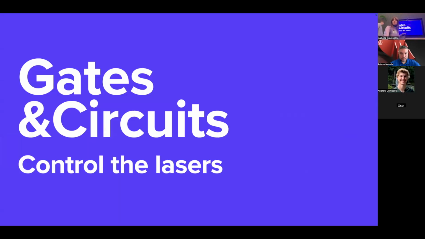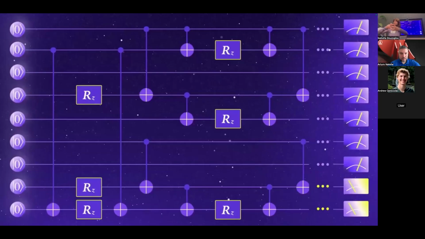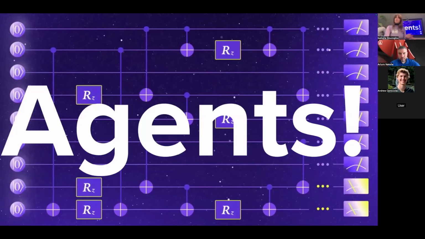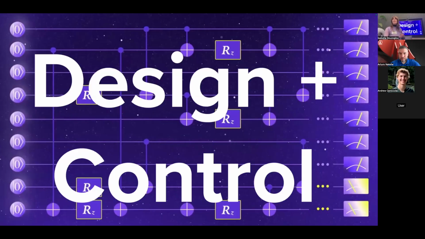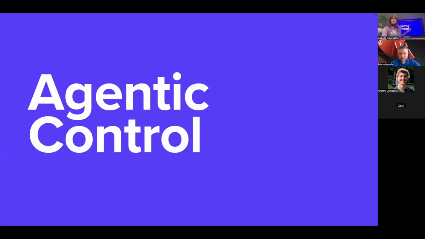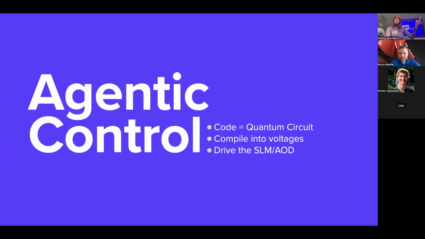And this is controlled actually with gates and circuits. So everybody's heard about quantum circuits and gates, right? It's really confusing stuff. But what it means is that over a certain amount of time, you perform these gates, these operations that are physical. And this is how you design a quantum circuit. And I think that this is where agents could come in. So you have a set of parameters, you have a row of events, and agents could be trained into making the design and the control of a QPU. So you take some code, you build your quantum circuit, you compile it into voltages, which controls the SLM and the AOD, which are moving the atoms.